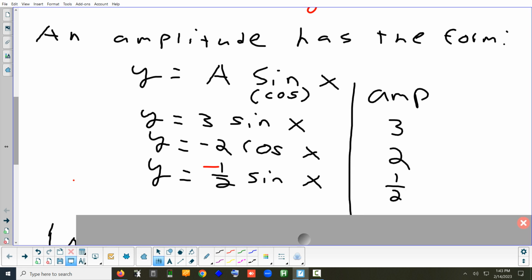Now, what if I did that? The amplitude's still a half. What if I did this? Well, it'd still be half. Yeah, this is a phase shift. We talked about this yesterday. Shifting something left or right doesn't change how high and low it goes. So you may have other things in the problem, but the amplitude is controlled by the number in front.